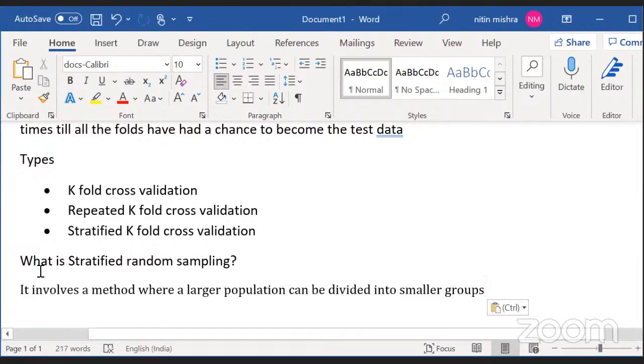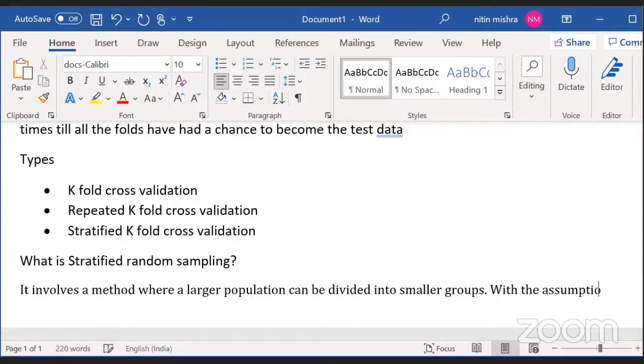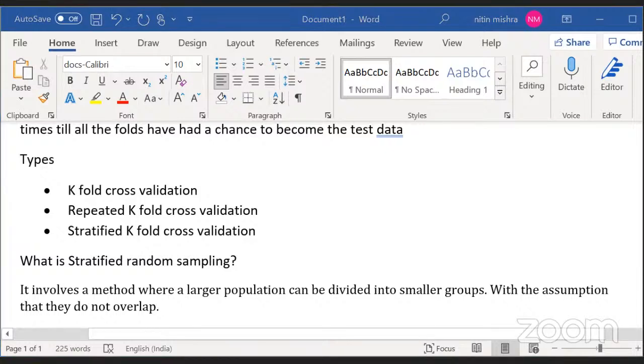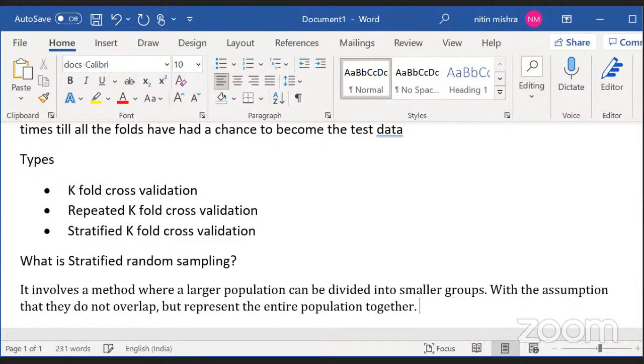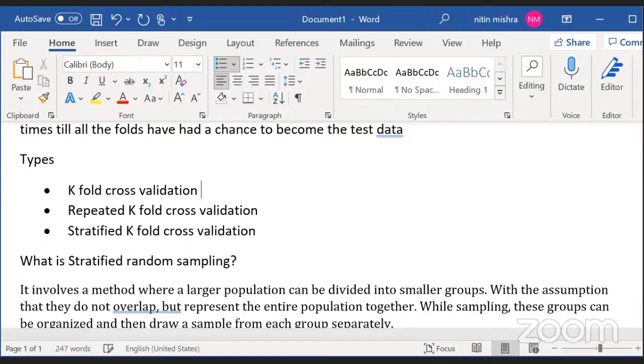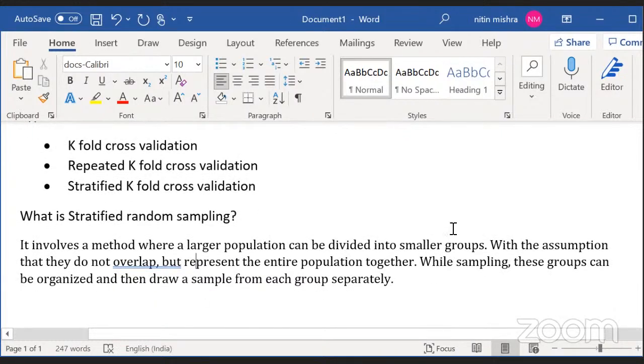So it involves basically a method where a large population can be divided into smaller groups with the assumption that they do not overlap, but represent the entire population together. While sampling, these groups can be organized and samples drawn from each group separately. So that is what we have with reference to the meaning of stratified sampling.